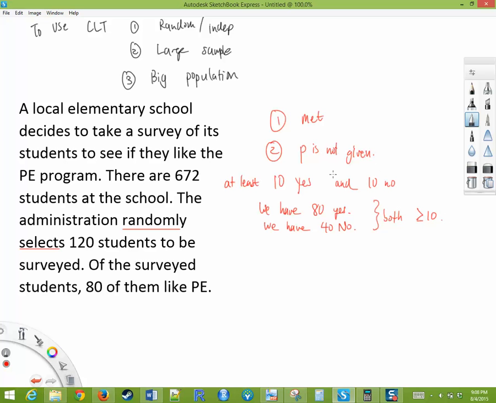So even if p is not given, you have at least 10 yeses and 10 no's. Sometimes the book calls this successes and failures. Whatever we want to call it, these are arbitrary labels. Yes and no, successes, failures. You need at least 10 in one category and 10 in the other. So that's met. What about the big population condition? What's my population? I have 672 students, right? So the population is all the students at the school, 672 students.